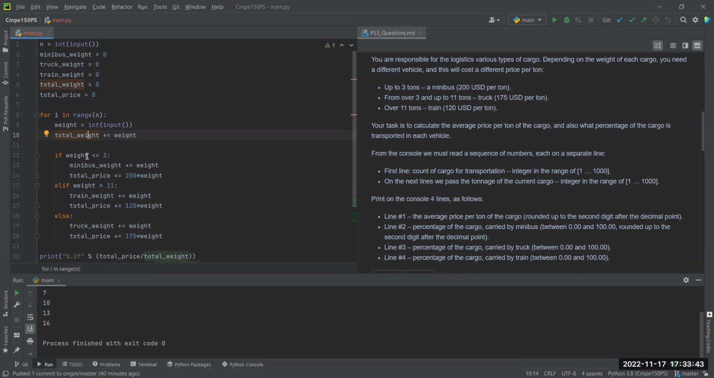If this weight is less than or equal to 3 tons, then it should be added to the minibus weight because it should be transported by a minibus, and the total price is multiplied by 200.